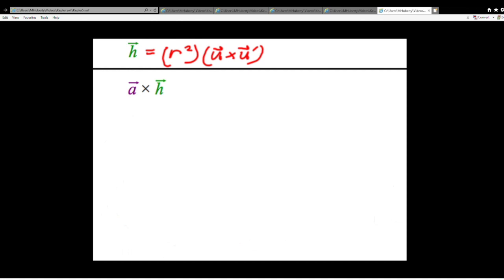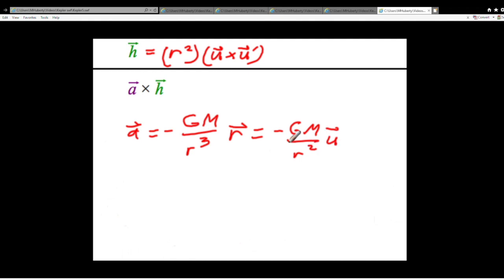So in doing this a cross h, first of all, we're going to rewrite the acceleration vector back to what we came up with before, that the acceleration vector was proportional to the position vector. And in fact, rewriting it in the more familiar way here with the unit vector, negative GM over r squared times the unit vector. We'll plug this in for the acceleration vector.